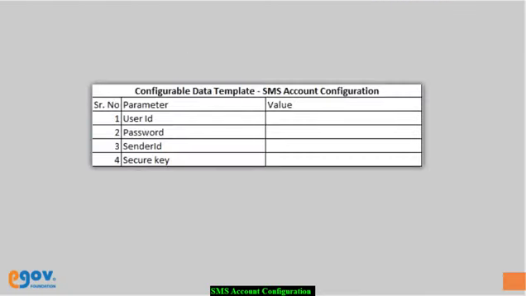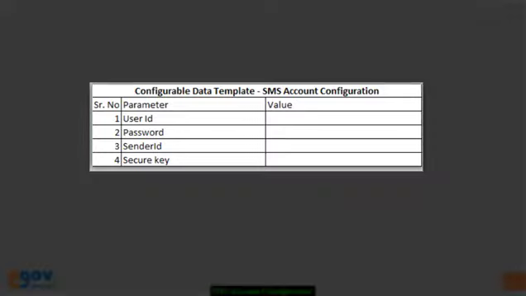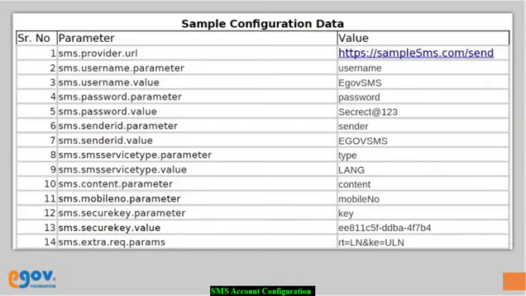Download the data template to define the SMS account configuration master's data. As we can see here, the template contains three data columns. Enter the SMS account parameter that should be configured and the corresponding value for the listed parameter. Update the information for each column.